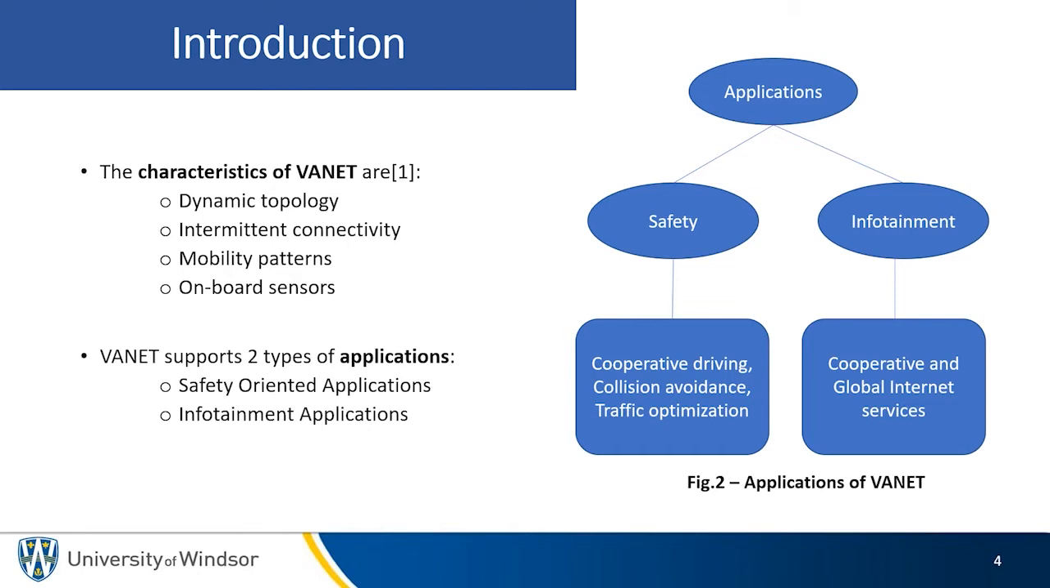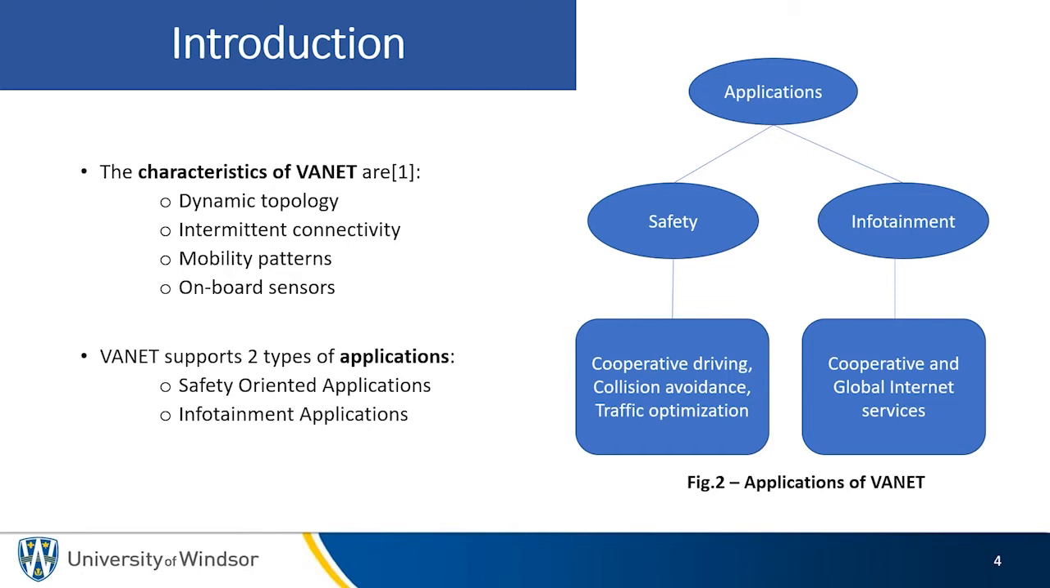Following are the two basic types of applications. First is the safety-oriented application. These applications are developed to increase the safety of road and other users. This area plays a crucial role in saving lives of human beings, as the majority of accidents and loss of lives take place because of collisions or lack of safety while driving. Some of the applications include cooperative driving, collision avoidance mechanisms, and traffic optimization techniques.